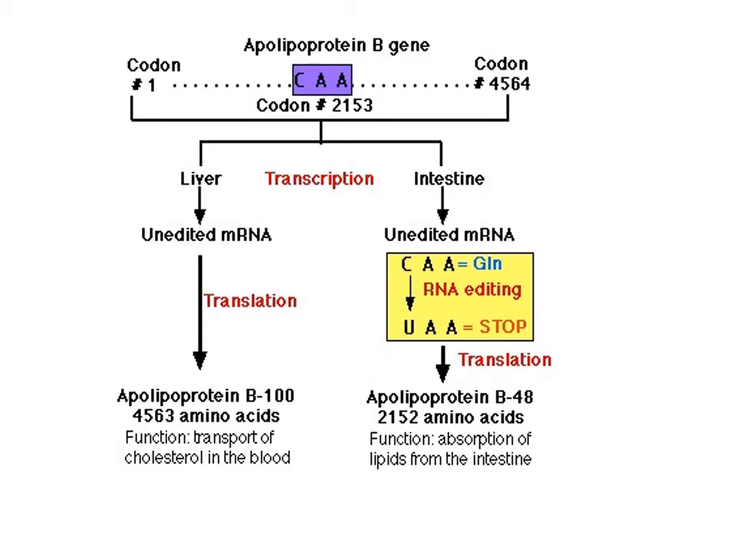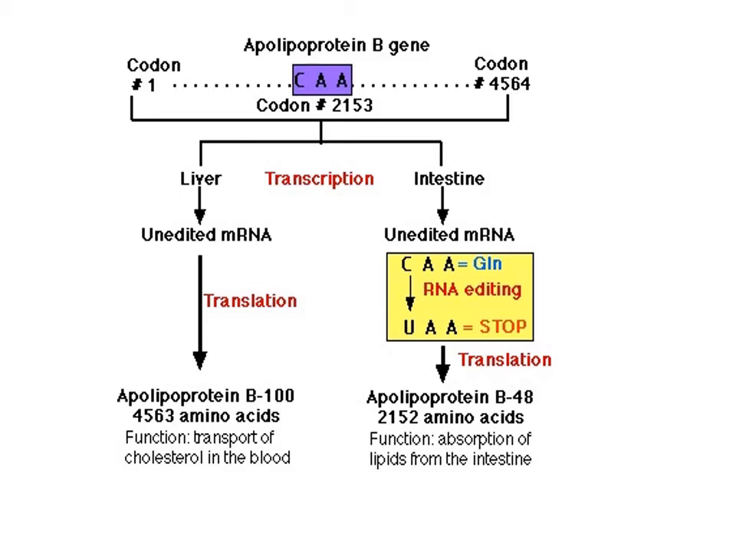So this is at codon 2153 in the Apolipoprotein mRNA. Okay, in the liver, the RNA is not edited, and the mRNA is translated to form a nice long protein, 4,563 amino acids. That's a big one. And it functions in transport of cholesterol.